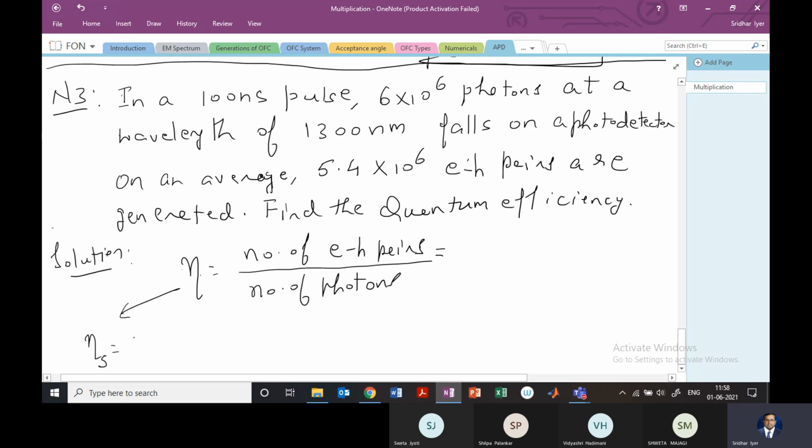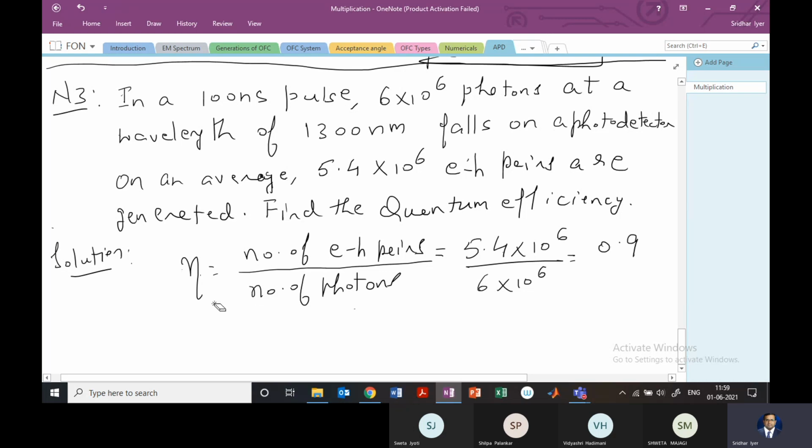So eta at the source will be just the inverse of eta at the detector. How many electron hole pairs are incident on the LED or laser, and how many are converted into the photons. That is the idea. But here I am dealing with the detector part, therefore that is the ratio. Now it is a very simple case. The number of electron hole pairs is 5.4 into 10 raised to 6, and the number of photons is 6 into 10 raised to 6. So it's just 5.4 divided by 6, so you'll get 0.9.